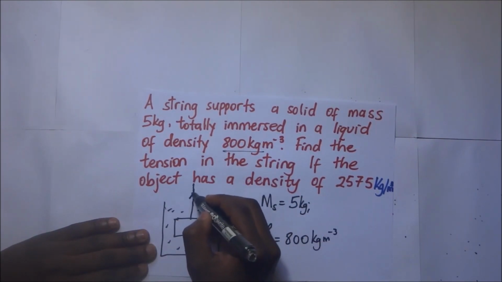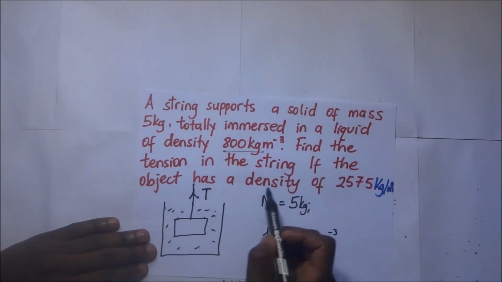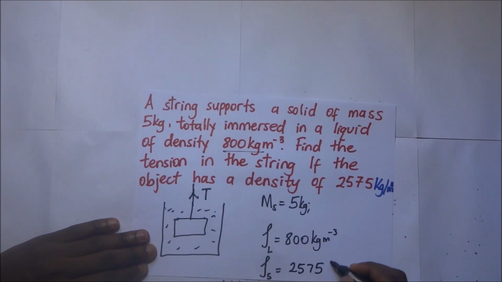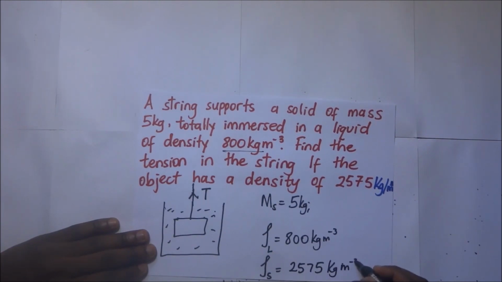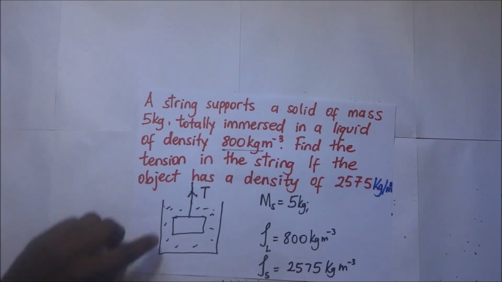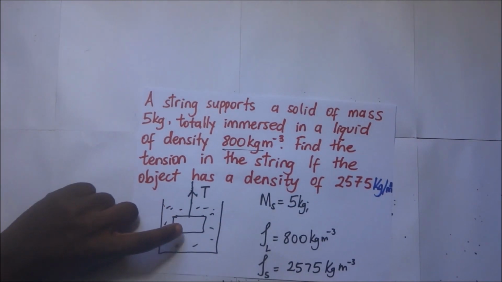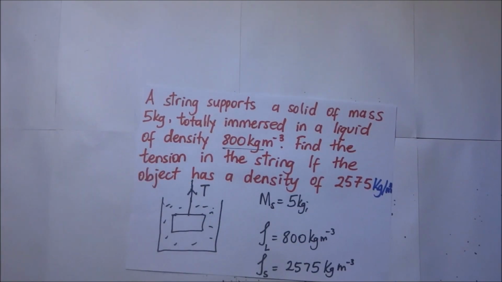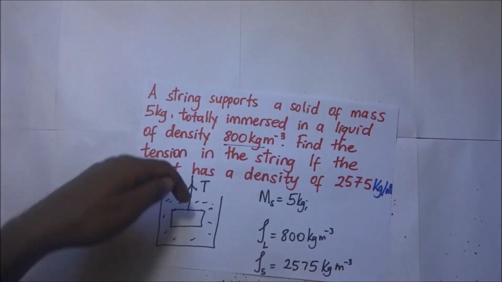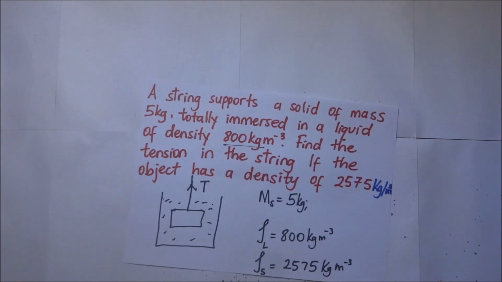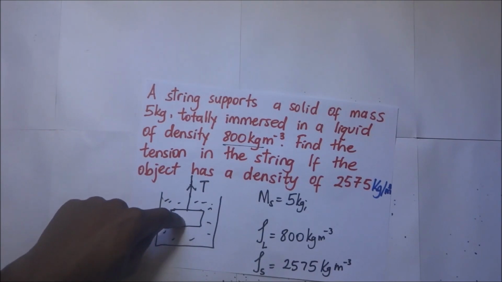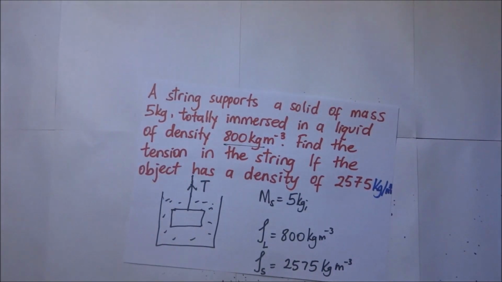Find the tension in the string. We need to find the tension in the string if the object has a density, so the density of this object, let's call it the density of the solid, is given as 2575 kilograms per meter cubed. Now again, this string is supporting this solid. This solid is already here in the liquid. So the tension experienced by this string is equivalent to the weight of that block when it is in this liquid. If we want to find the tension experienced by this string, we are simply going to find the weight of this block when it is in the liquid.